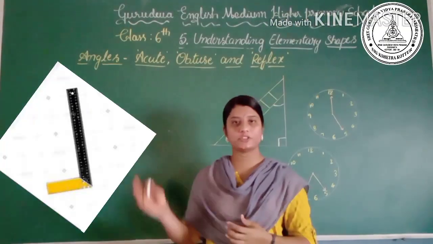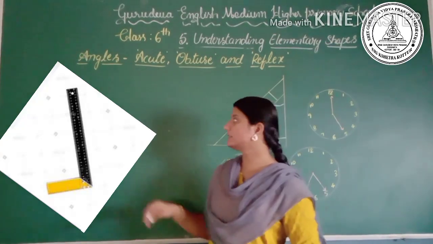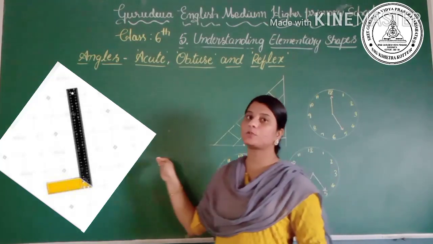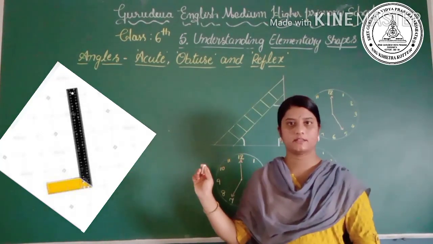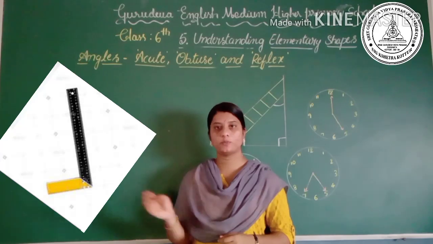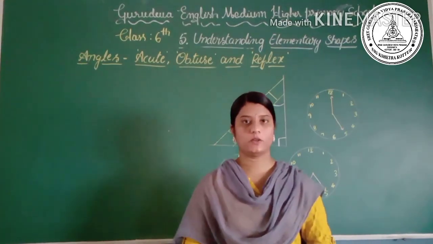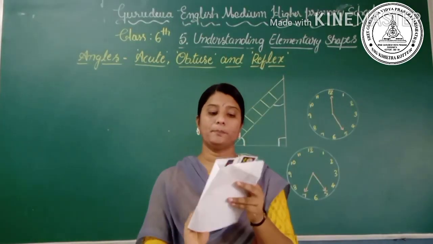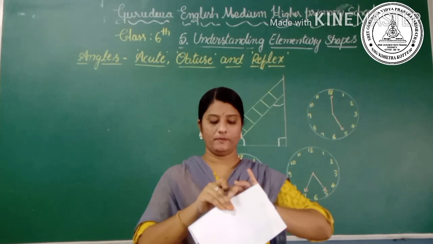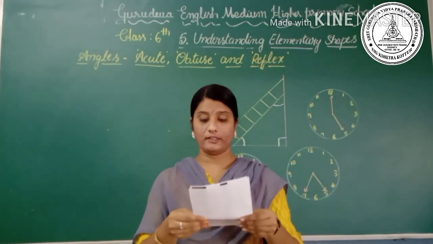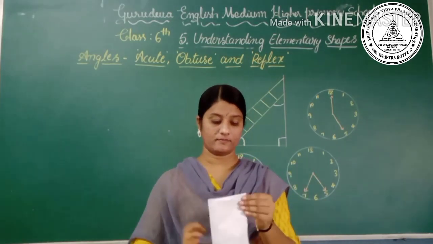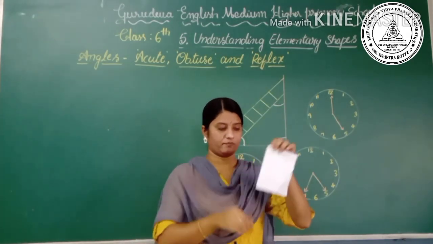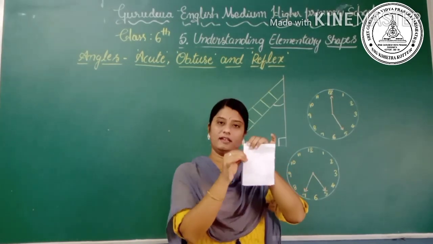Yes. Have you seen the carpenter's square? It looks like a capital L shape, right? He uses it to measure right angles. So let us also make a similar gadget for a right angle. Take a piece of paper and fold it in the middle. Again, fold it in the middle. It is a right angle tester.